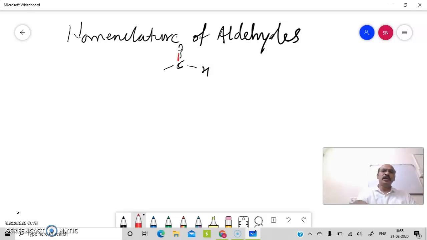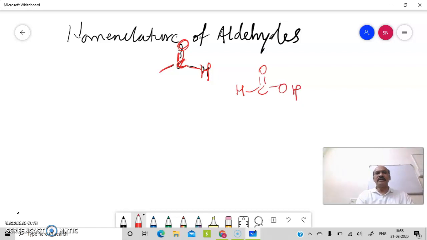The group present over there is C double bond O connected to hydrogen. This group is called the aldehyde group. Molecules having such a group, their nomenclature we are going to learn. We'll start with the common name system. Here I am writing some molecules.